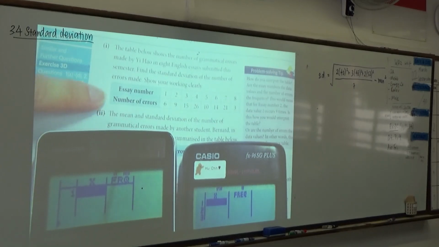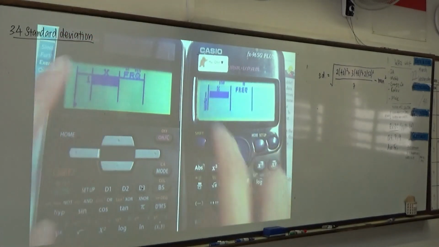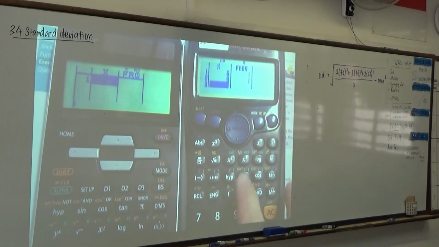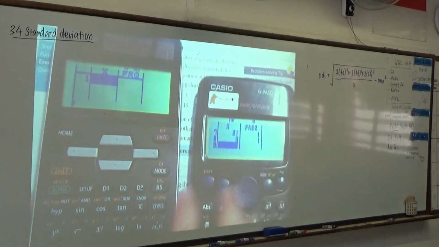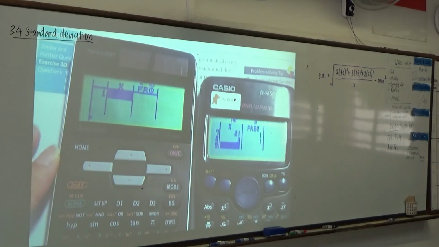So, just now we said that the number of errors is the data value. So you just press your data value under the X column as per usual. Just press 6 equal sign, 9 equal sign to go to the next line. Then 15 equal, 26 equal, 10 equal, 14 equal, 21 equal, and 3 equal. So there are actually 8 data values over here. I do the same for the other one: 6, 9, 15, 26, 10, 14, 21, 3.